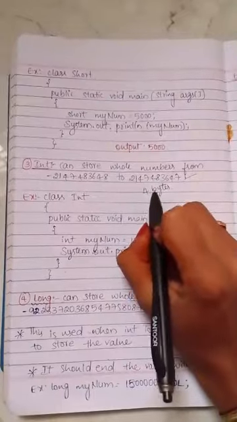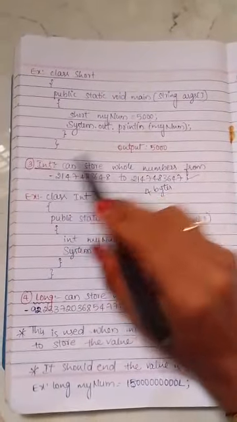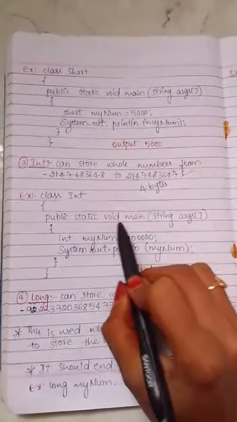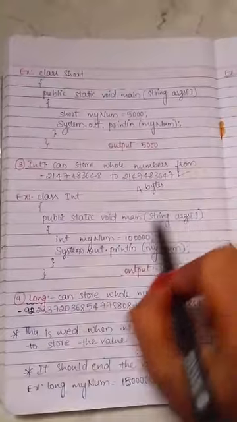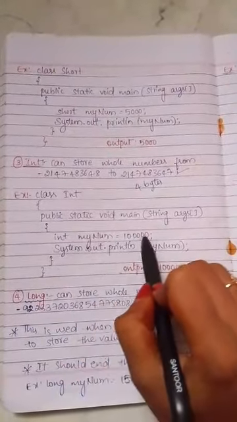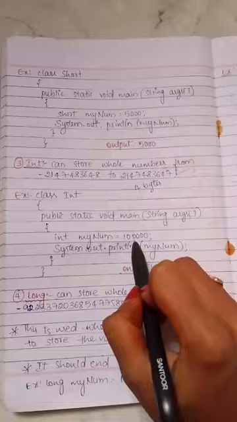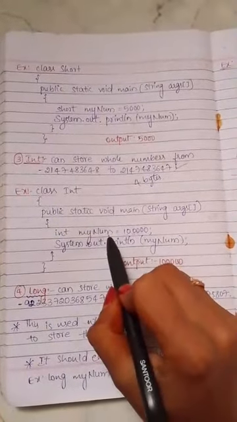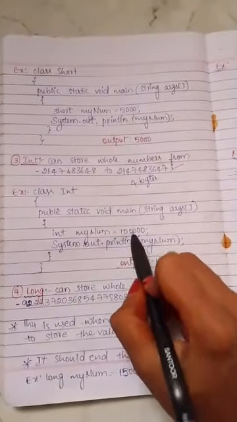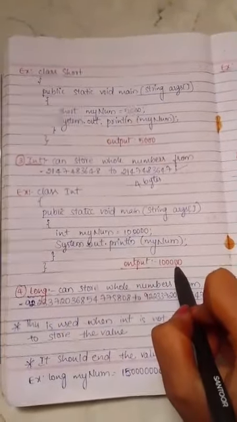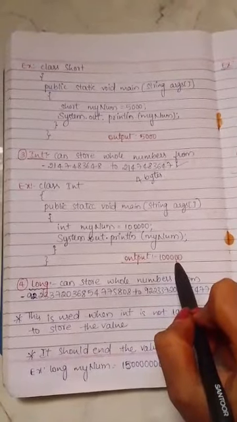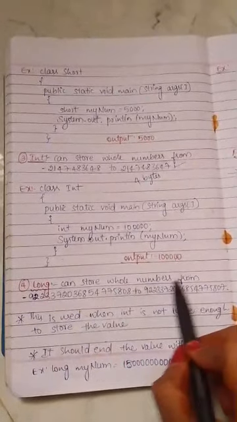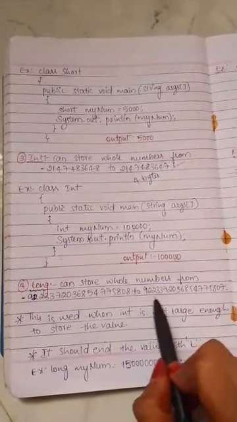Okay, this is the size of this integer. Let us see an example. Class int, public static void main, string arguments, int myNum is equal to 1 lakh. System.out.println(myNum) will go to myNum, see the value and print the output as 1 lakh. Very simple, right? Understanding? Then long can store whole numbers from this range to this range.